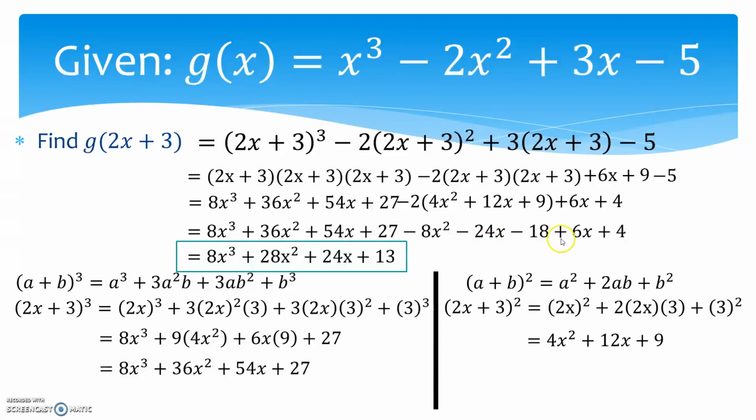30x plus, this is plus 6x equals, this should be 36x. Okay, that should be 36x instead of 24x, plus 13, because we have 27 minus 18 is 9. 9 plus 4 equals 13.